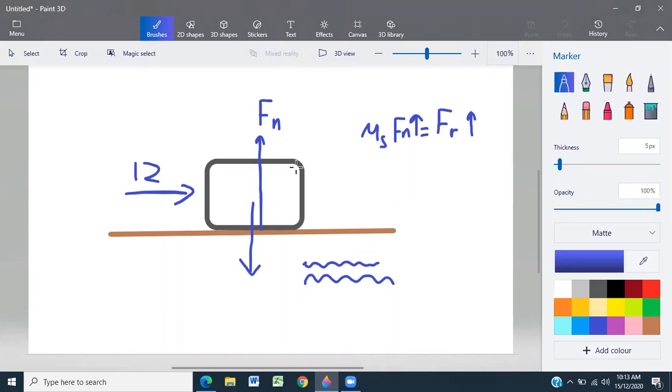And what weight does, the normal force and the weight of the box, is push these two surfaces together, causing them to contact each other more and more. And when we try and push them, they grind on each other, producing things like heat and sound.